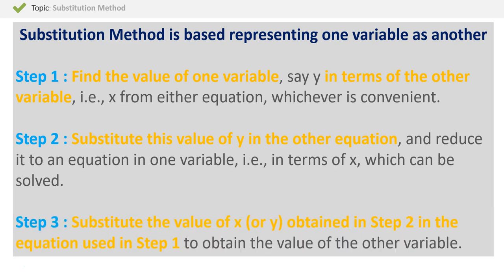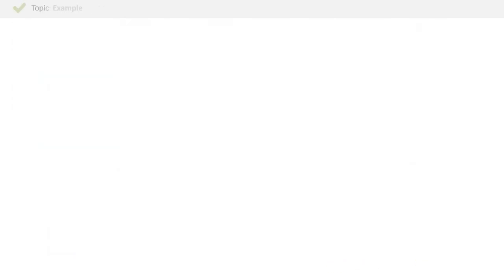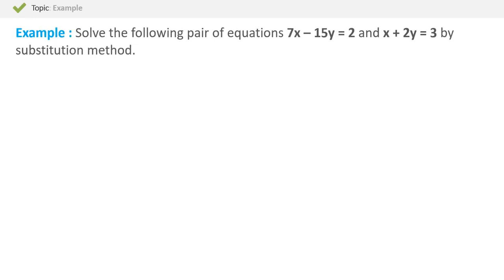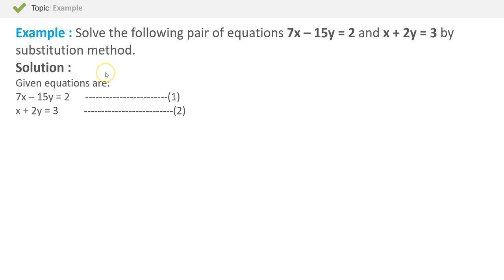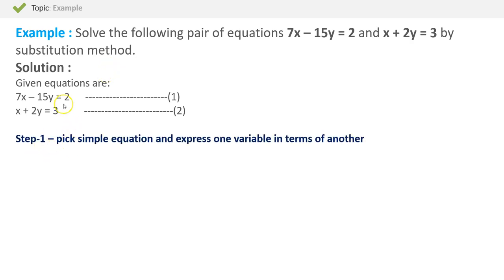Next, substitute the value of x obtained in step 2 in the equation used in step 1 to obtain the value of the other variable. Now let's try to understand this through an example. We are trying to solve the pair of linear equations 7x minus 15y equal to 2 and x plus 2y equal to 3 by substitution method. So here we have these two equations as given, right? So step 1, I'm going to look into these two equations and pick the simpler equation. And the simplest equation in this case is x plus 2y equal to 3, which is my second equation.